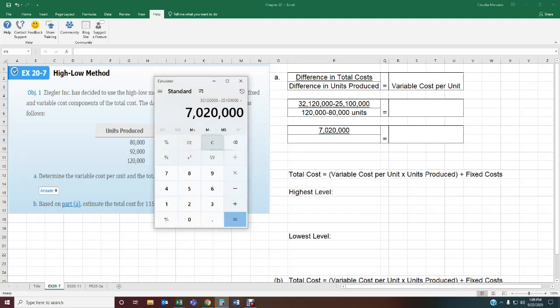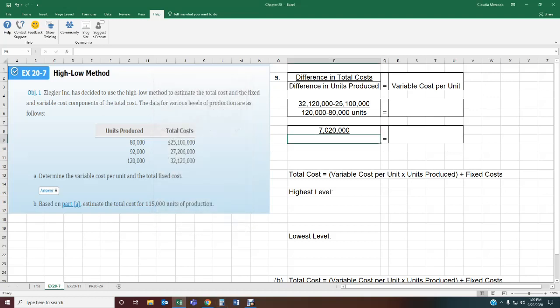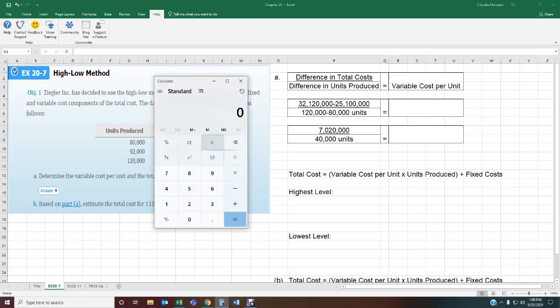And then I'm going to get my difference in units. I have 120,000 minus 80,000. That gives me 40,000 units. The difference between my high and my low is 40,000 units. Okay. Now that I have that, I can go ahead and calculate my variable cost per unit. And my variable cost per unit will be 7,020,000 divided by 40,000 units.